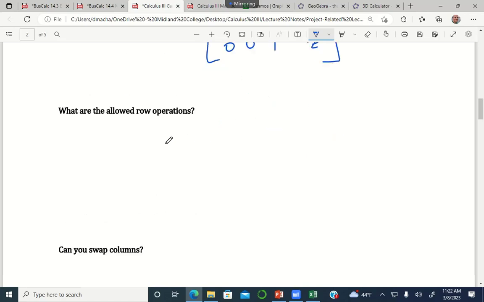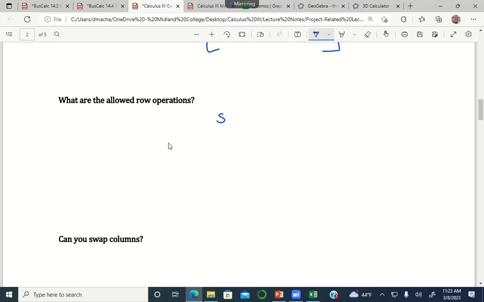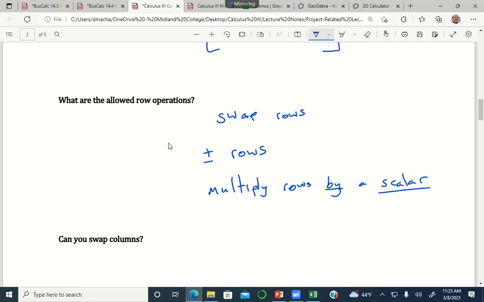And then the allowed row operations, like we talked about, is you can swap rows, you can add or subtract rows, and you can multiply rows by a scalar. And that's important. You can't multiply rows by each other. You can only multiply rows by a scalar.